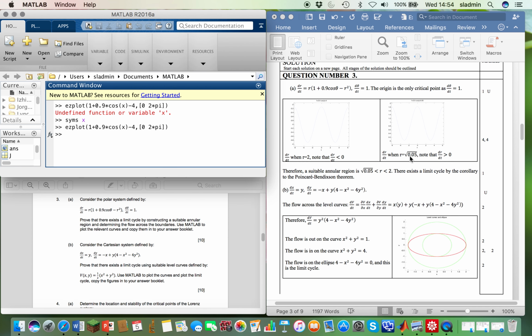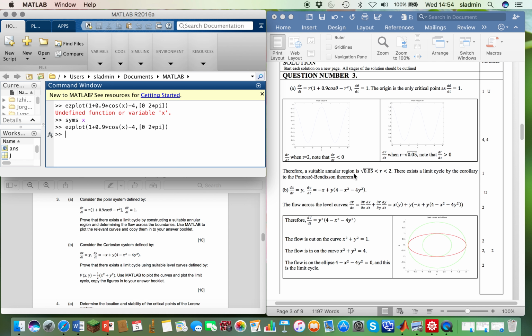If we take a value r equal to the square root of 0.05, and we take the square root because this then makes this a nice number, then we can check that dr by dt is positive. Again, we can use ezplot, and you can plot the curve here, and here you can see it's positive. So dr by dt is positive.